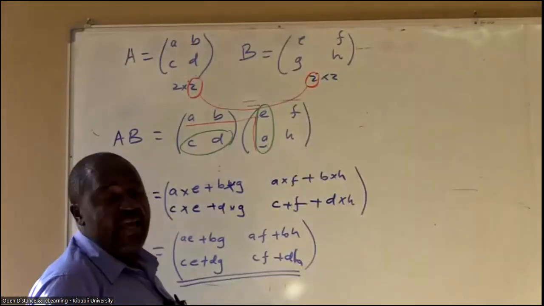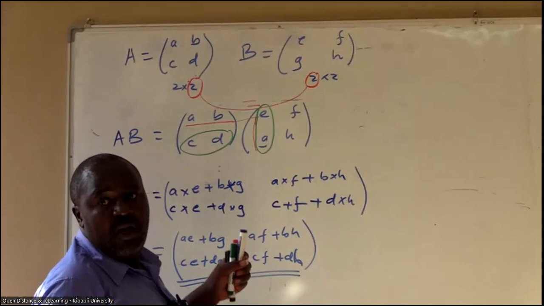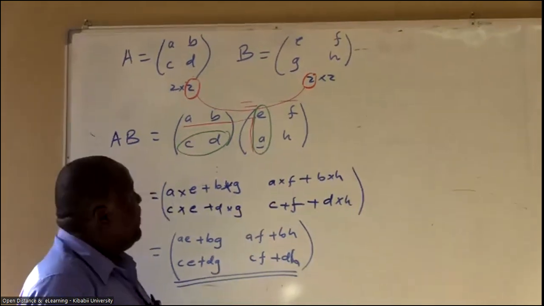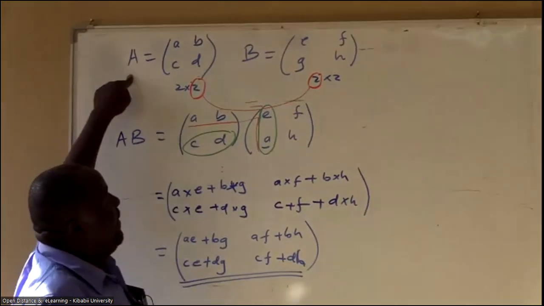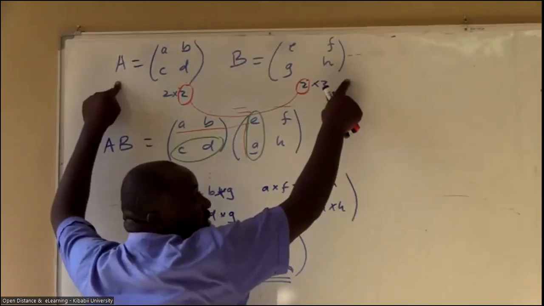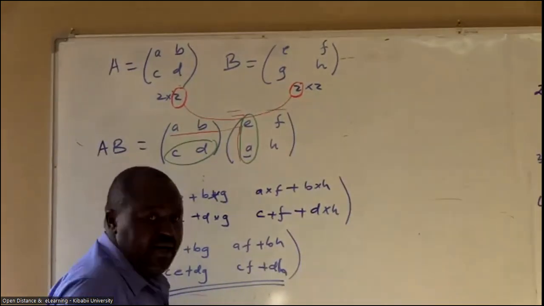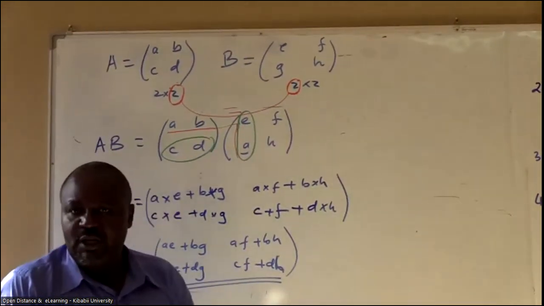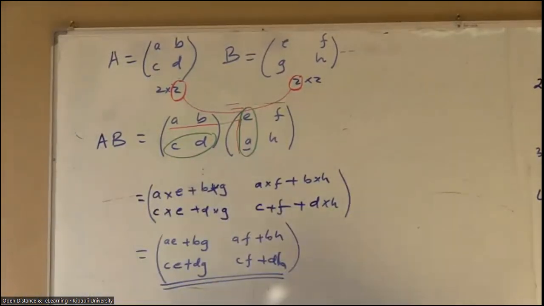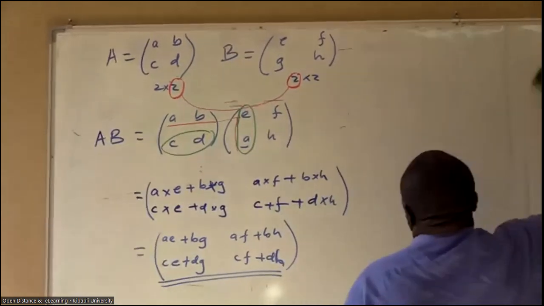So we can multiply as long as the number of columns of A equals the number of rows of B, the second matrix. If that is possible, then the necessary and sufficient condition is met. So let us see this in the following examples.